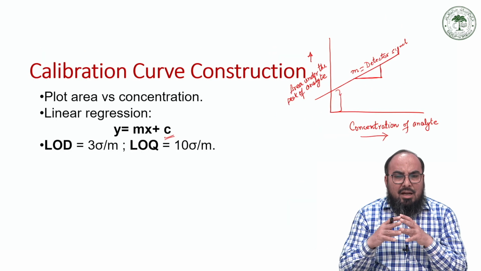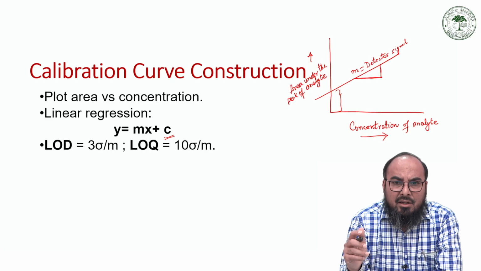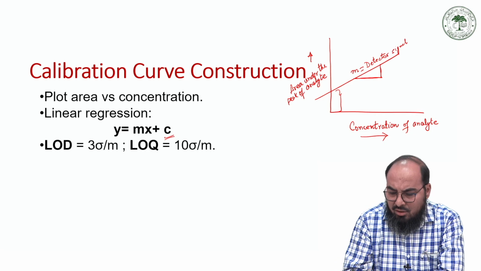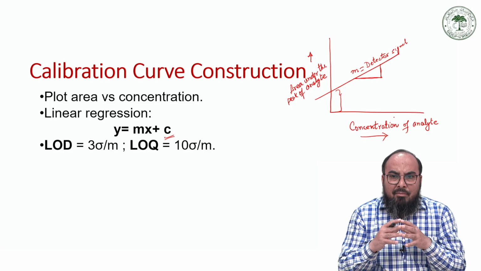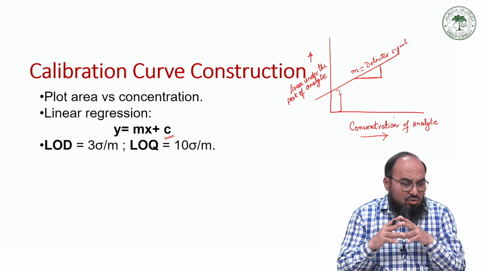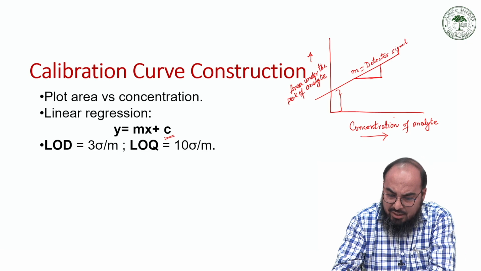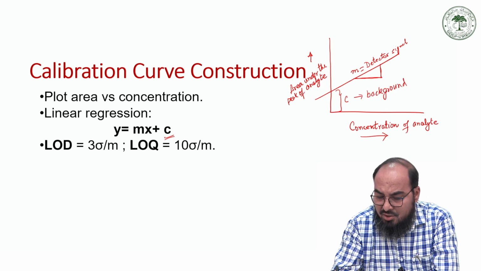So calibration curve, again it is very important. For example, a calibration plot may be simply defined such that on the y-axis you have plotted the area under the peak of an analyte, while on the x-axis you have the concentration. And here m, which is the slope, gives you the detector signal. And C is the background response of your detector.